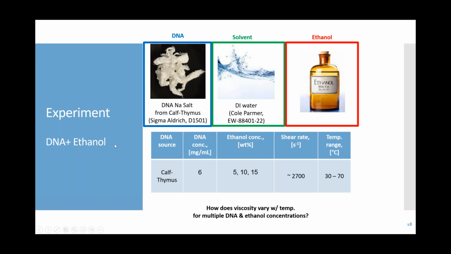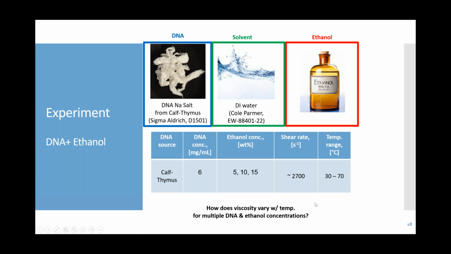So we were also interested to see how introducing ethanol to DI water and changing the quality of the solvent affects the viscosity and melting temperature of DNA samples. So we prepared 6 mg per ml DNA samples by dissolving it in 5, 10, and 15% ethanol. We studied one shear rate and a temperature range from 30 to 70 degrees C. What we want to learn from these experiments is how ethanol or solvent quality can affect DNA structure in a temperature sweep experiment, and how it can change melting temperature and viscosity in general.